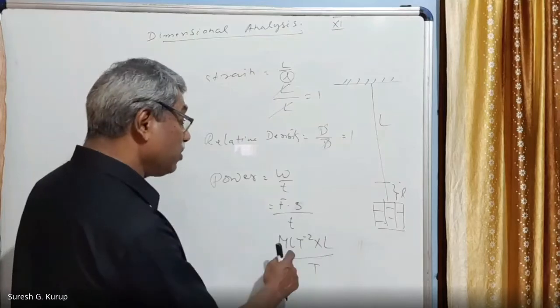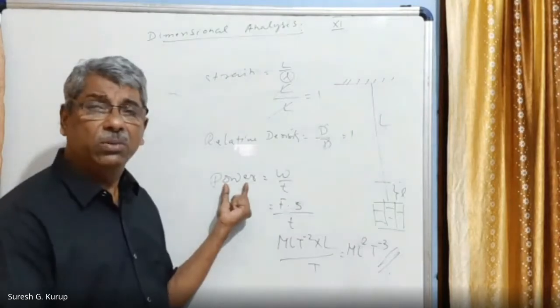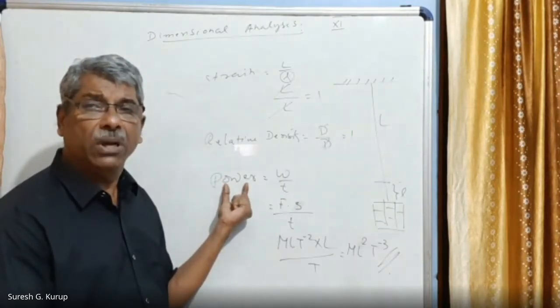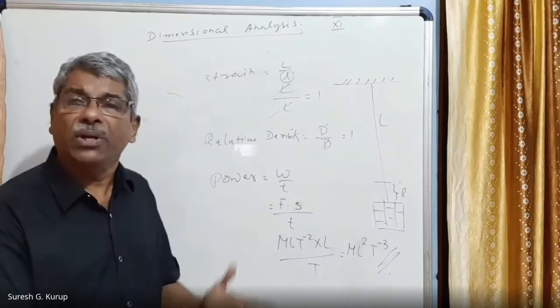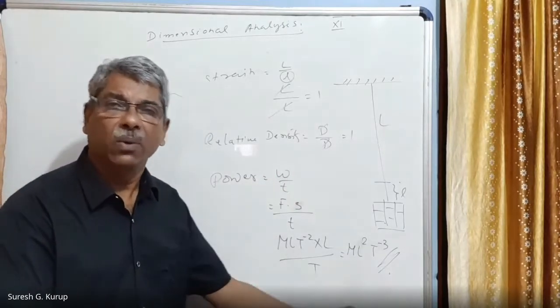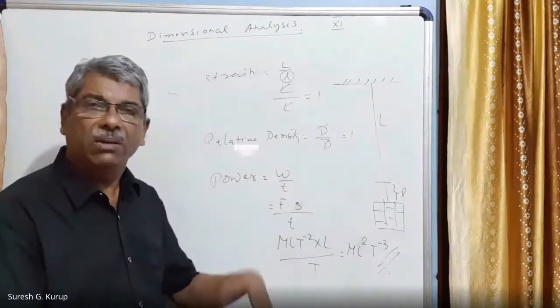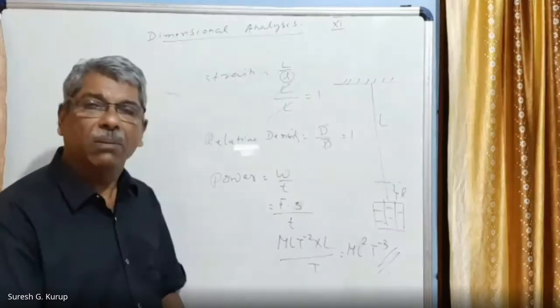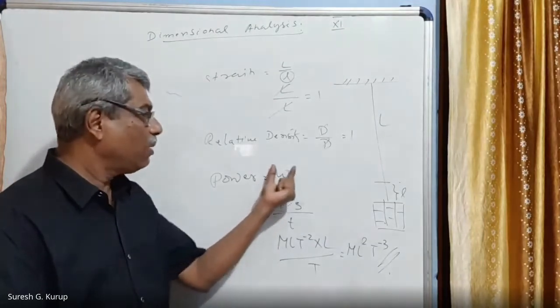You are getting power equal to mL square t raised to minus 3. So to know how to write the dimension of a physical quantity, at least you must have an idea about that. What is power? Power is the rate of work done by a body, or the rate of energy utilized by a body or a device, is what is called the power, right?